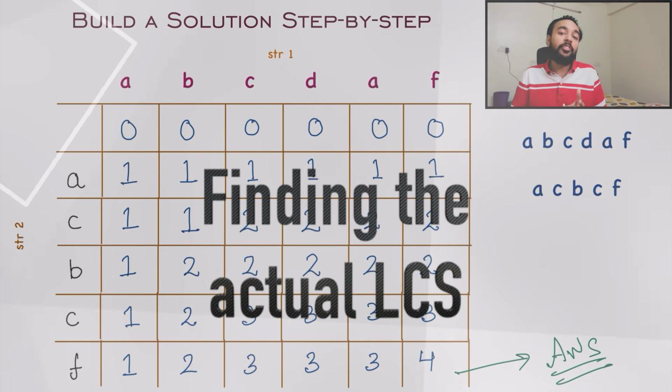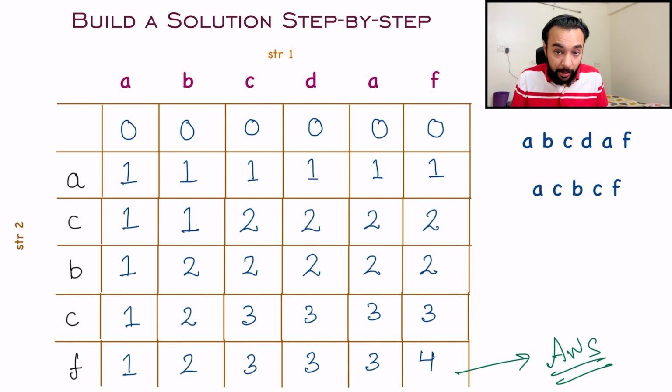Now, if you want to actually find out that, okay, what is my longest common subsequence? You start from the last value. This is 4, right?